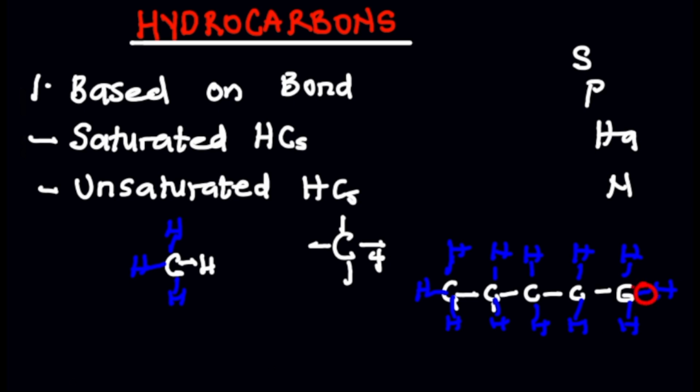We have 1 bond here. 1, 2, 3, 4. That's 4 bond. As soon as this guy here, we're going to count this one. 1, 2, 3, 4. That's another 4 bond. This guy here, 1, 2, 3, 4. That's another 4 bond. This guy here as well, we're going to have 1, 2, 3, 4. That's another 4 bond. And this guy here, 1, 2, 3, 4.